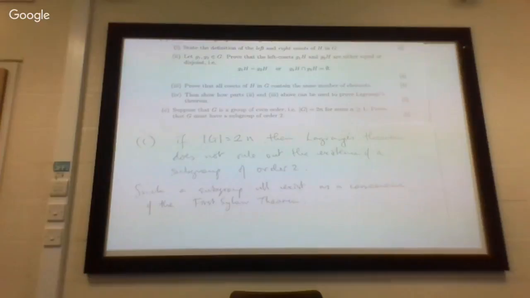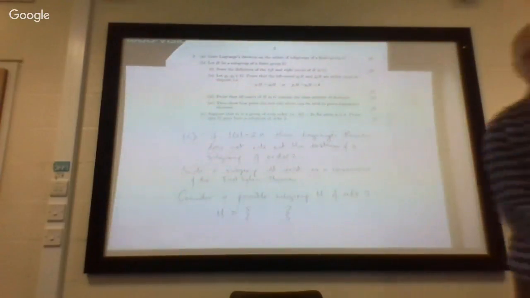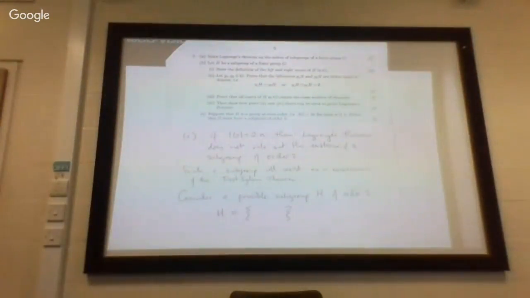But we can also give a more basic proof of this. Consider a possible subgroup H of order 2. Okay, there's only 2 things in H. What are they?